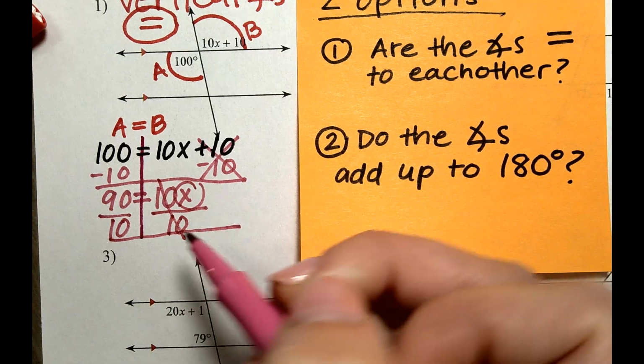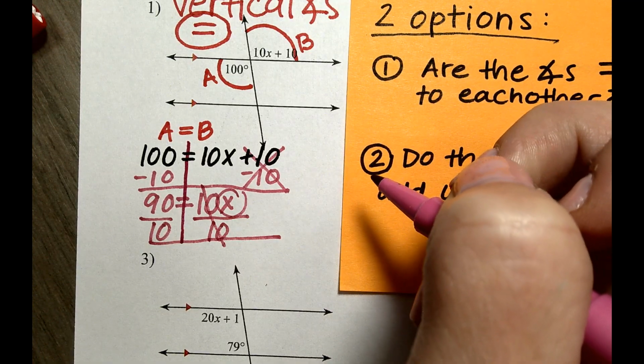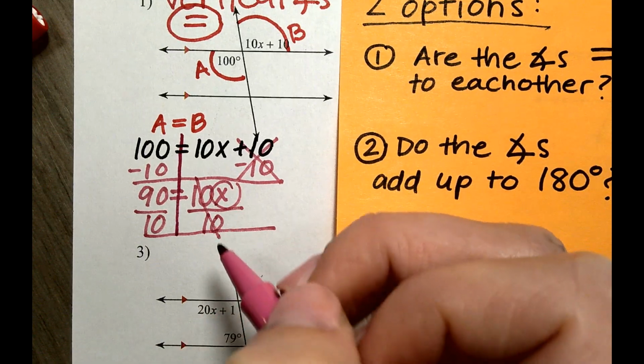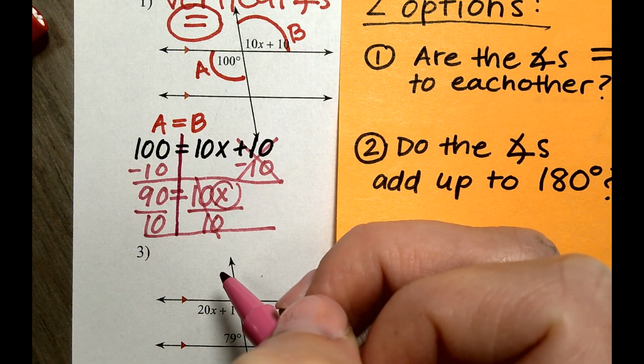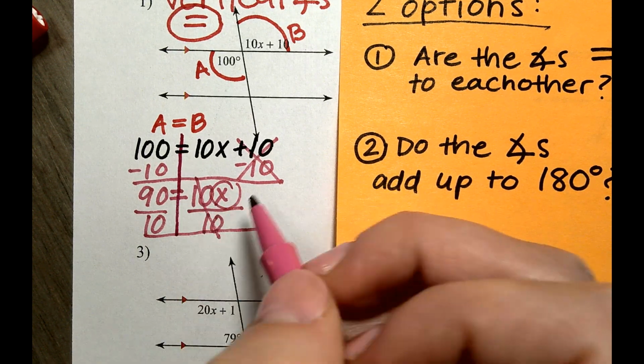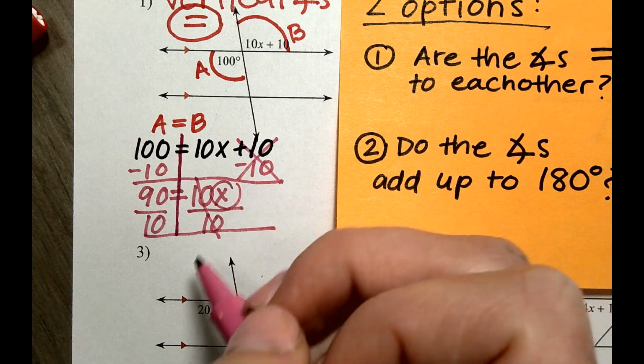So you knew how to do it. That's what I meant. I think I said it wrong. Oh, you're okay. You're okay. I said 90 divided by 10. I meant 6 divided by 10. You're okay.